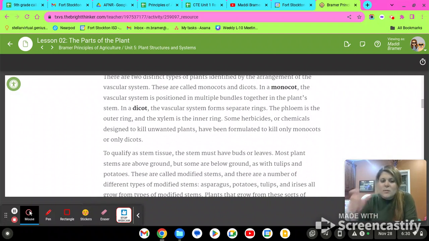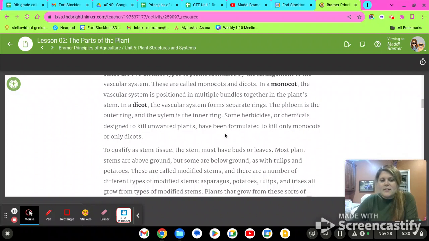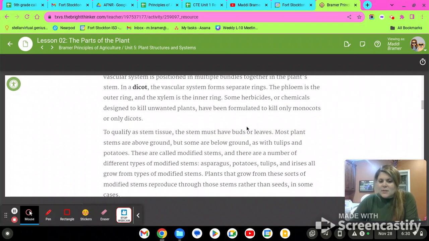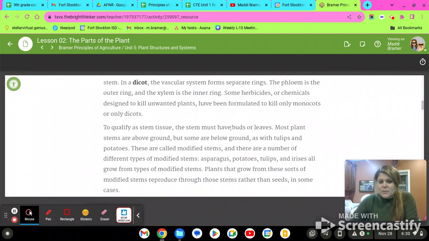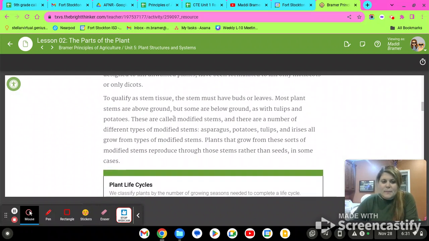And so the phloem is the outer ring inside the stem, and the xylem is going to be an inner ring. So there's 2 circles in the stem. Whenever you open it, you'll be able to see this. So some herbicides or chemicals designed to kill unwanted plants are formulated only for monocots or dicots. But basically the xylem and the phloem, they are really important. They are responsible for taking minerals and sugars and all of that up and down the stem.